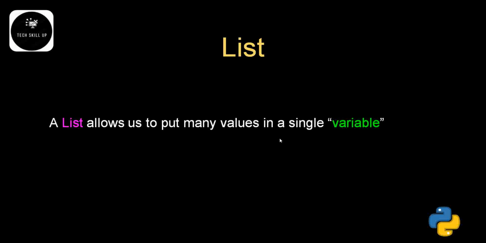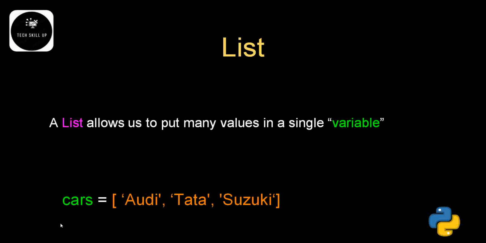Now comes the list. A list allows us to put many values in a single variable. Like in the previous slide, the variable can store only a single value, but if I use a list, then you can store multiple values in it. Let's take an example: cars is a list which has Audi, Tata, Suzuki. We have three elements within that.